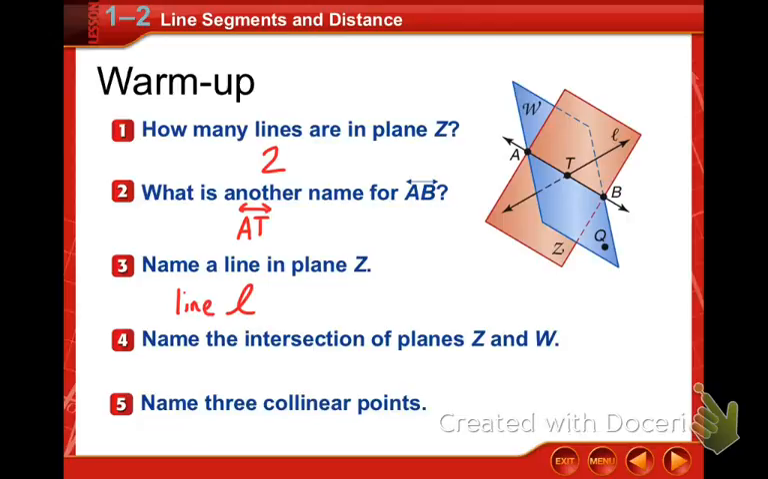Naming the intersection of planes Z and W. So that is, again, line AT, or AB, or TA, or BA, whatever you want to call it. And the last part, naming 3 collinear points, so 3 points all on the same line. That only happens with line AT, which means A, T, and B are 3 points.